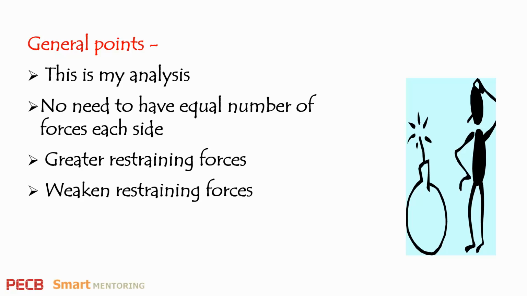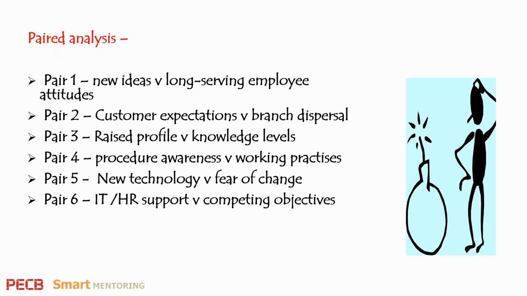Again, you don't need to have equal numbers of driving and restraining forces, in this case 6 each side. You may not see a pairing, and it's only you and the project team that see the connection, the link in there. There might not be a link between any two forces, and it is generally a better strategy to weaken the restraining forces rather than attempt to strengthen the driving forces. So we'll now go on to look at paired analysis.